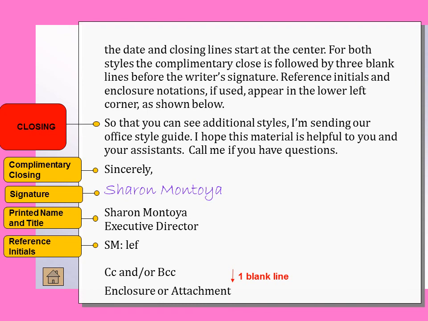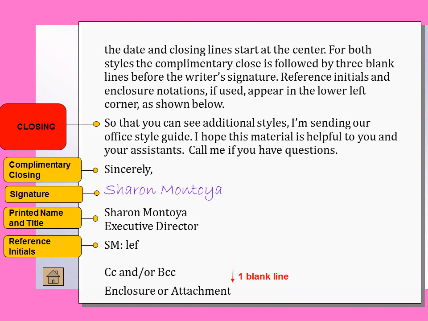Always below that, you can put in their corporate title. Not a bad idea to do that. People like their corporate title, so go ahead. Next we have here is something that is really infrequently used anymore, and these are the reference initials. The first initials, capital S, capital M, are the initiator, the writer of the letter. In this case, Sharon Montoya. Following the colon is LEF.